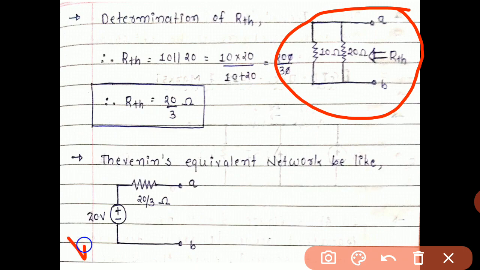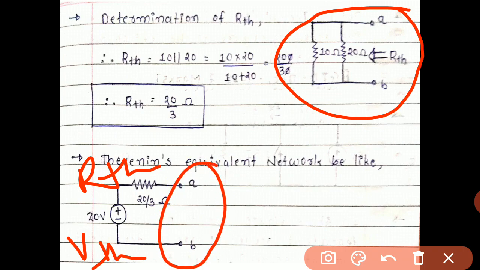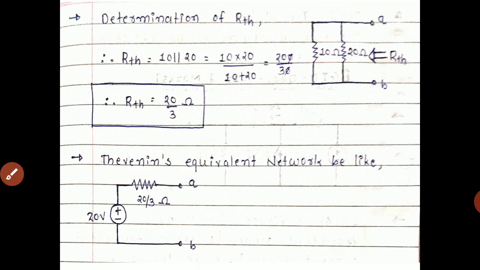So VTH, that is 20 volt, and RTH, that is 20 divided by 3. Between terminals A and B we connect both in series. So the voltage source and impedance are connected in series, and we have developed the Thevenin equivalent circuit like this. So here we have the Thevenin circuit.